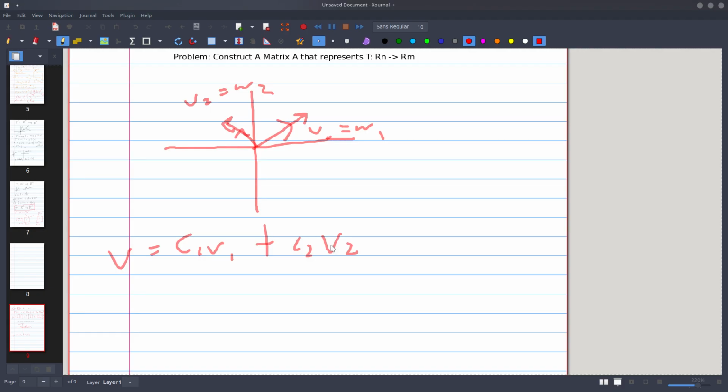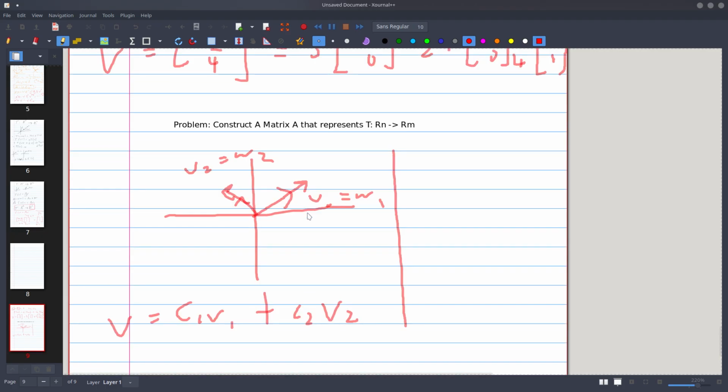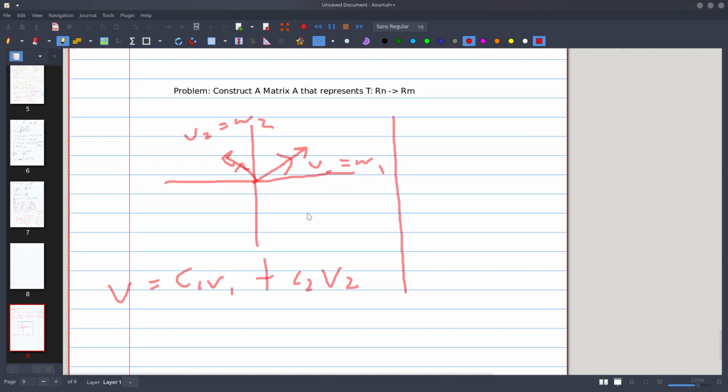And so I think the problem here... I don't have it in my notes, but I can infer that we're trying to construct some kind of projection matrix. Is this what we're doing here? Oh yes, most certainly. I think this is what we're doing.